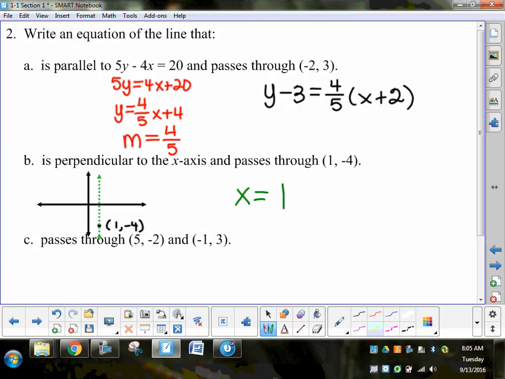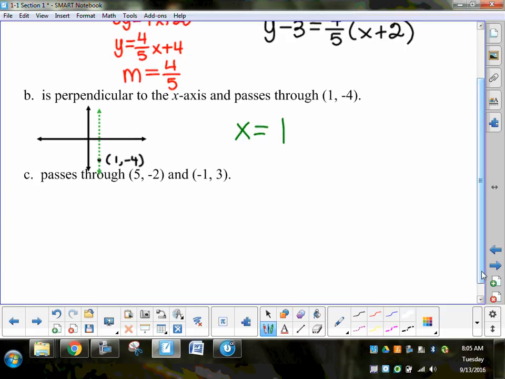Now, C is a little bit more awkward. We don't know enough information right off of the beginning to answer C completely. Hands up please if you can tell me what I need to do before I can give an answer in C. We've got 4, 5, 6 of you, 7. What would you like to say? Find the slope. You remember the formula for slope?